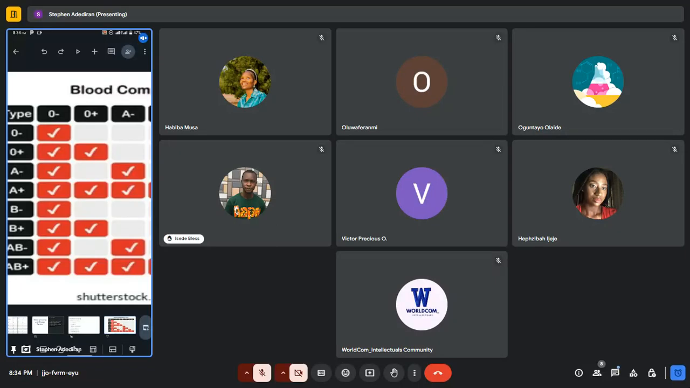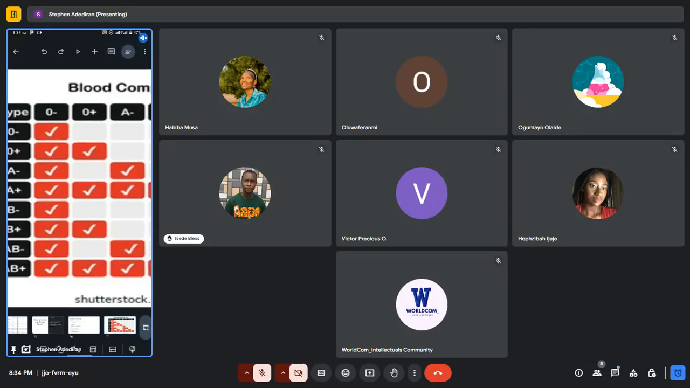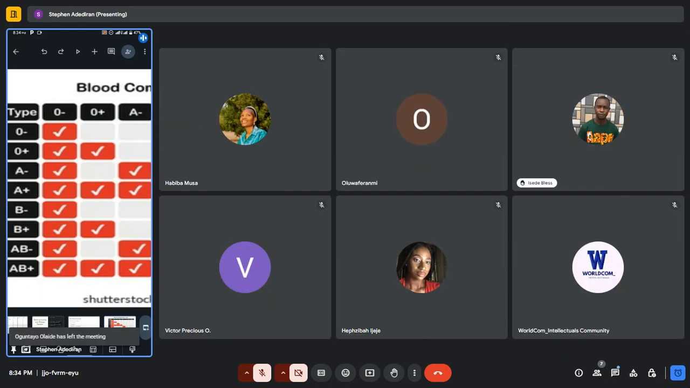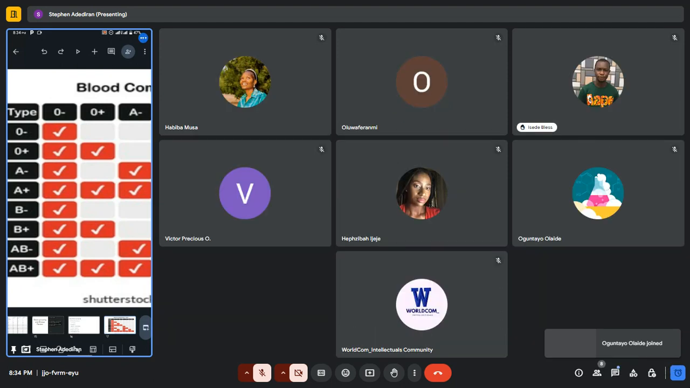So now for the O positive, you can see here that they can receive from the O negative. They can receive from O positive, quite alright. They can't receive from the A negative. They can receive from A positive. If you check here, they can't receive from anything negative except O negative. They can't receive from A negative, from B negative, from AB negative. It's just something so that you can remember on time.